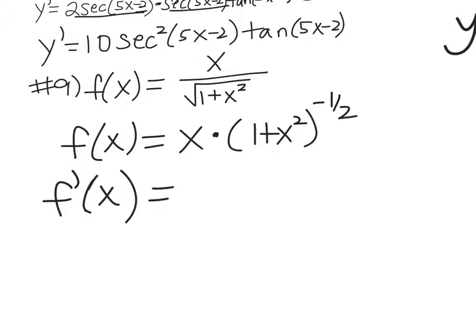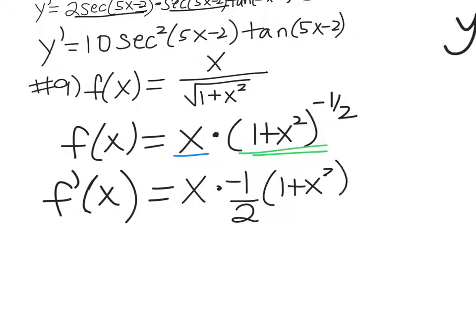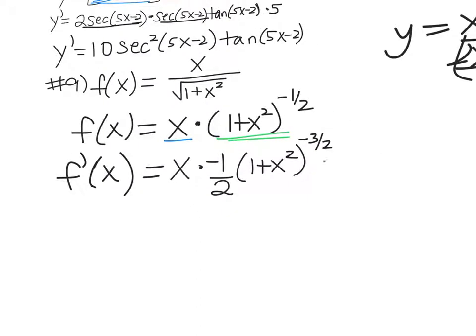Let's do it. Product rule. So this is A, and this is B. So we're going to do A times B prime. So x times, here we go. This right here is chain rule. There's an outer function of to the -1/2, and the inner function is 1 plus x squared. So bring the -1/2 down, leaving the inside alone, and subtracting 1 from -1/2. So that would be -3/2 times the derivative of the inside.